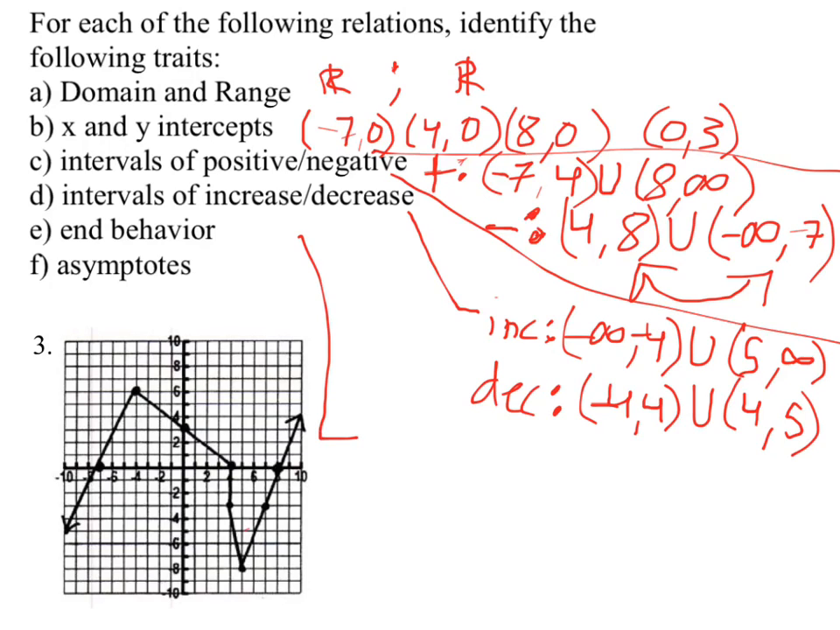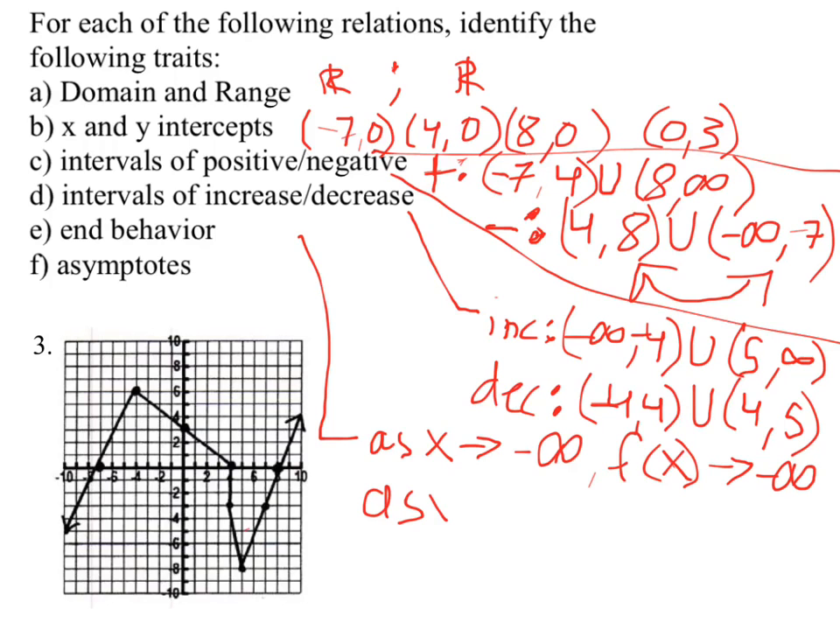The end behavior always going to start with as x approaches negative infinity. So as you go left forever and ever and ever, what does the function do? Well, this one keeps going down and down and down forever and ever and ever. So it's going to go to negative infinity. Whereas on the right side, as x approaches positive infinity, my function is going up and up and up without bound. So it goes all the way up to infinity.